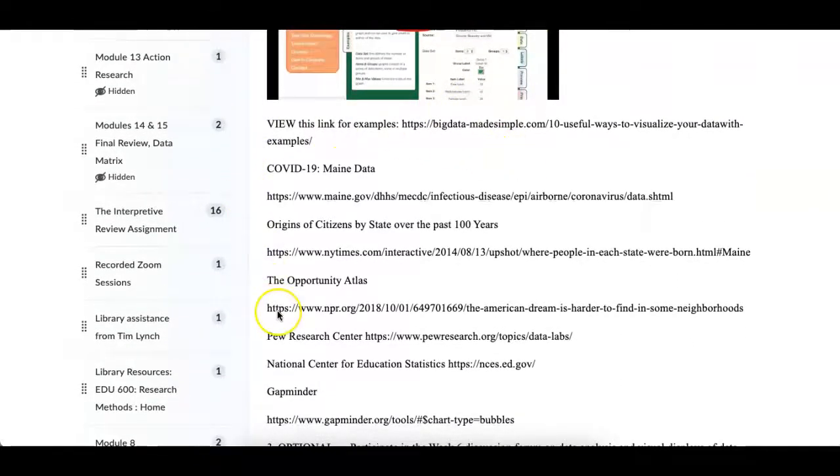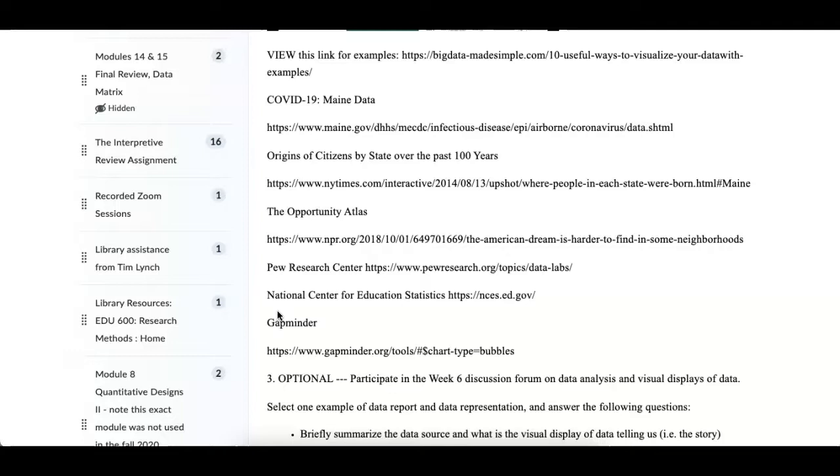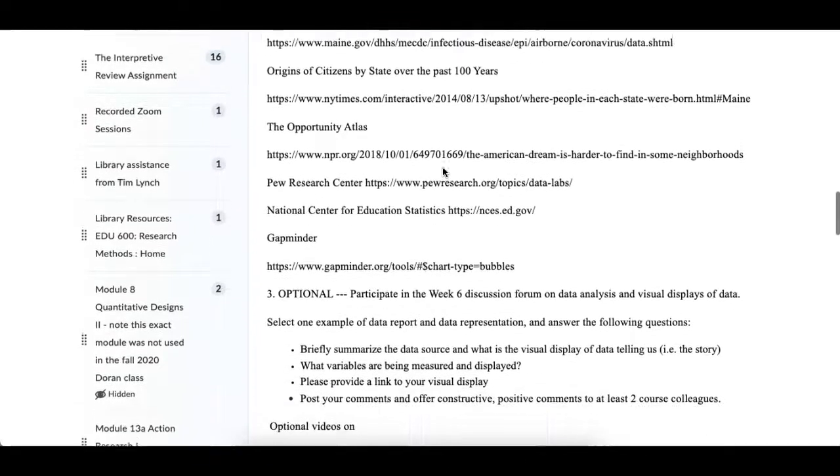And there are all these different data sets. I'd like you to poke around and take a look at them. One is the COVID-19 data, the Maine data. Click on that, take a look at it, just play around with this. Origins of citizens by state over the past 100 years. This is a fascinating one, and I have to say this is the one it seems like a lot of students use for the assignment coming up, not this week, but next week. So we have all of these.